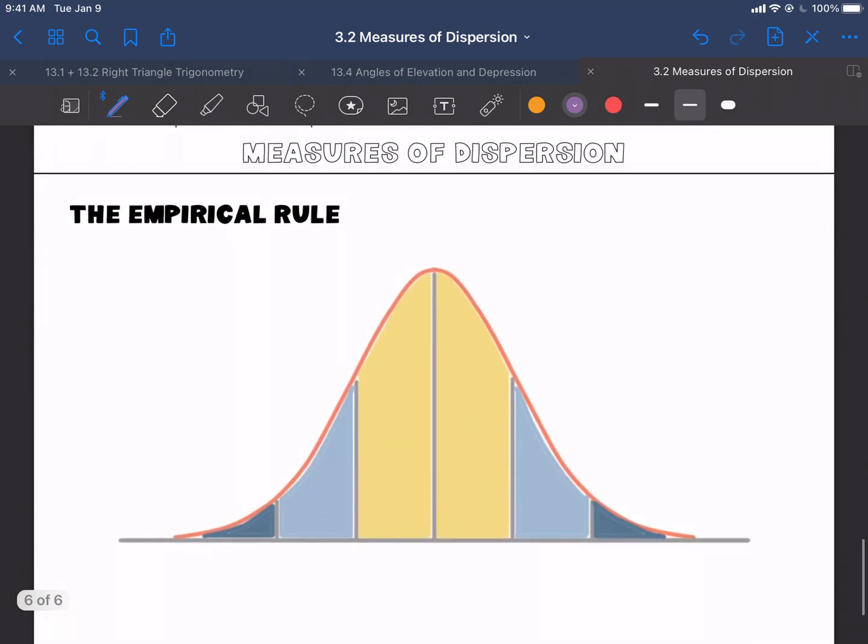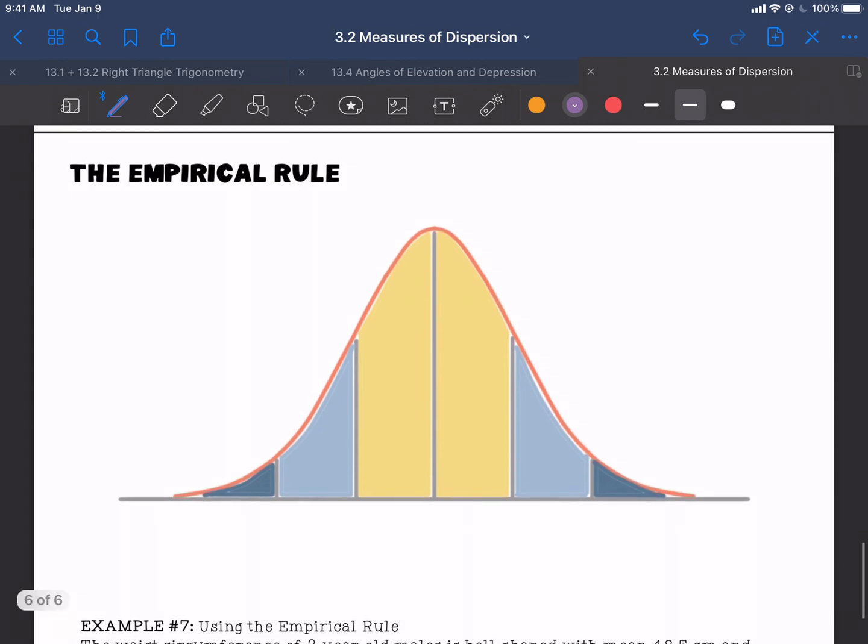So here is our bell-shaped curve. We're just going to draw the empirical rule graphically to help us understand here. So in the middle of our data here, we have our mean.